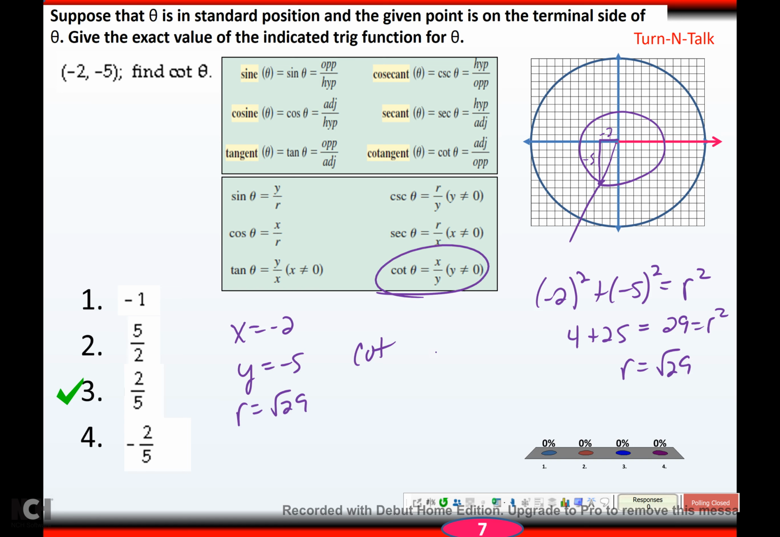And cotangent is x over y, which is -2 over -5, which reduces down to 2/5. I didn't actually even need to find the radius because they were only asking me for cotangent, which doesn't have radius in it.